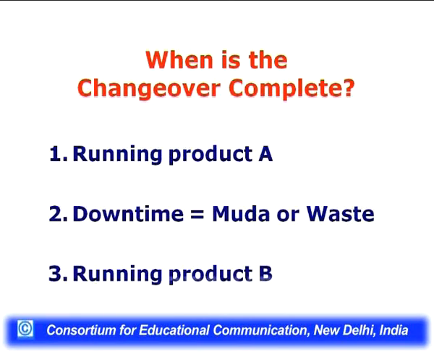When is the changeover complete? Running product A, downtime, muda or waste. What is this downtime? This is the time required for setting the machine to a new product and running the new product. We have two products, product A which we are running at present and product B which we want to run in future. We will stop the production of product A, make the changeover and start the production of product B. The time in between is the changeover time, that is a downtime in which no production is carried out.